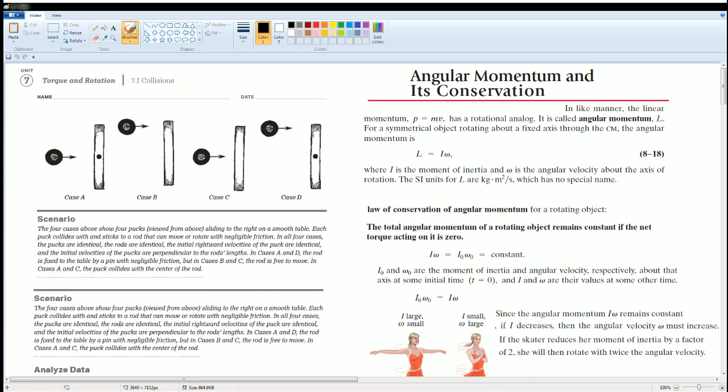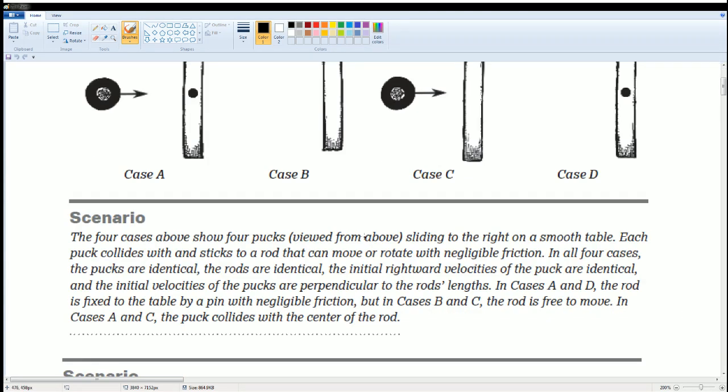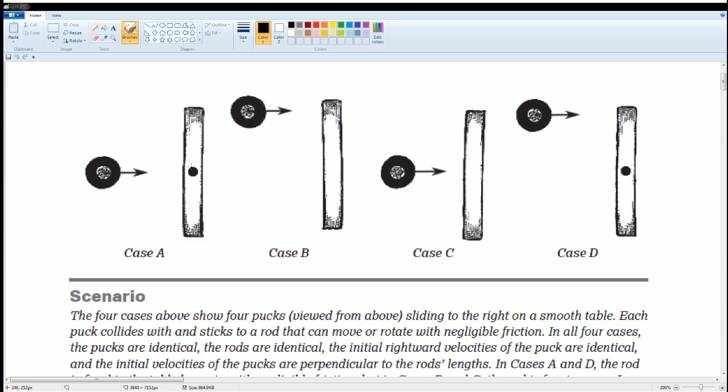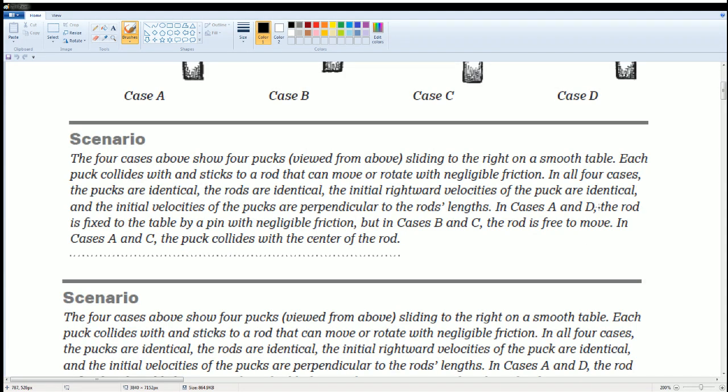Alright, so you could read the scenario for yourself, but what is happening is a puck is being hit into these objects here. In part A, this object is a stick and it's pinned down so it doesn't move. Here the puck goes to the top. This stick is freely allowed to rotate. C is also freely allowed to rotate, but the puck is hit in the center. Here, the puck hits on top, but it's also pinned down. It says it right here: in A, C and D, the rod is fixed to the table by a pin.